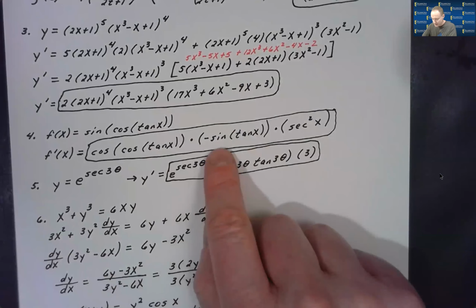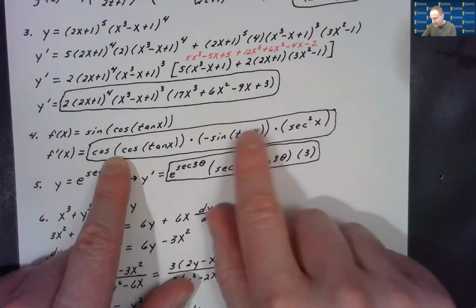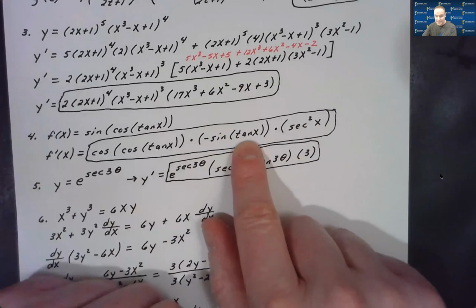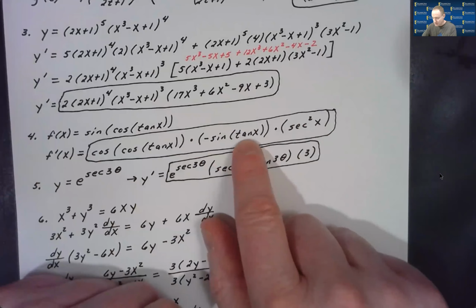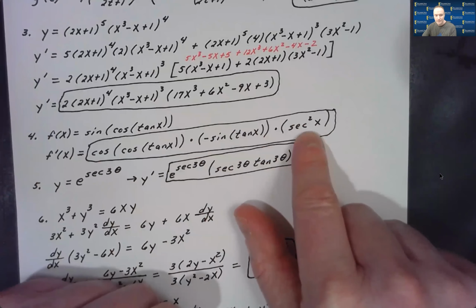And then you're still not done. That's the second layer of the chain rule. Last layer of the chain rule, you have to say, now I need to multiply by the derivative of what was inside of that. What's inside is a tangent, and we know derivative of tangent is secant squared. Okay, that's it for that problem.